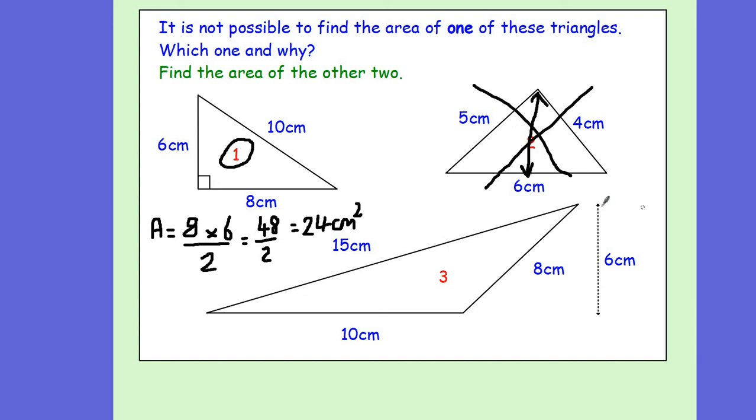However, triangle 3, I have given you the height, it's 6. So the area is base times height, which is 10 times 6, divided by 2. 10 times 6 is 60. And 60 divided by 2 is 30 centimetres squared.